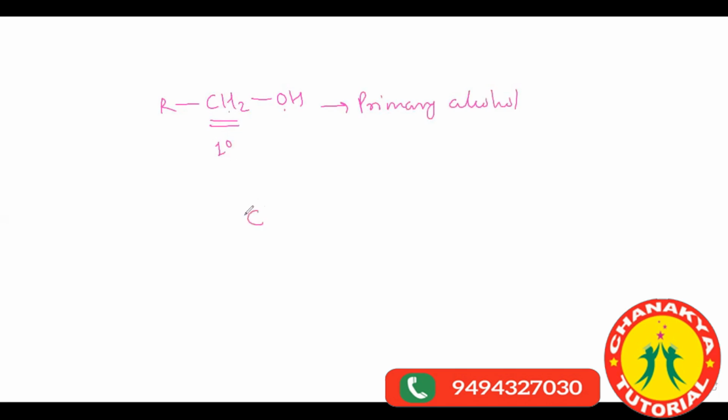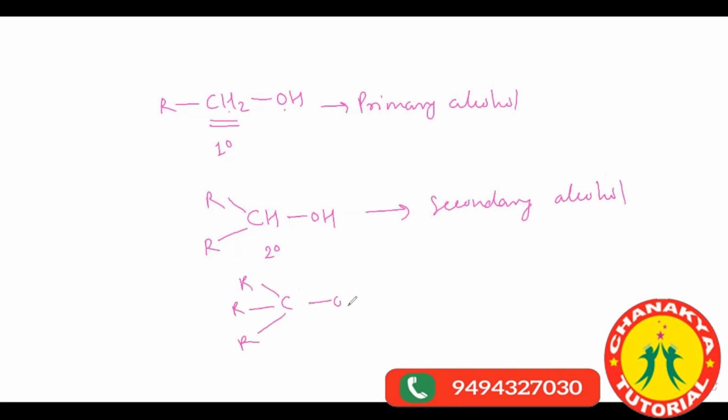Suppose here is the carbon, which is attached to two alkyl groups, and only one hydrogen would be present. It is a secondary carbon, and if it is attached to an OH group, then such an alcohol is what? Secondary alcohol. And if all three hydrogens are replaced with alkyl groups, and here there is only one OH, where one of the hydrogens is replaced by OH, that time it will be a tertiary alcohol. Okay, primary, secondary, and tertiary alcohol.